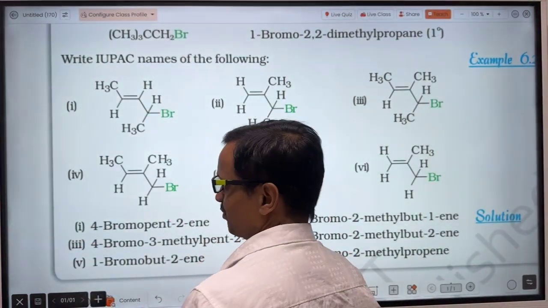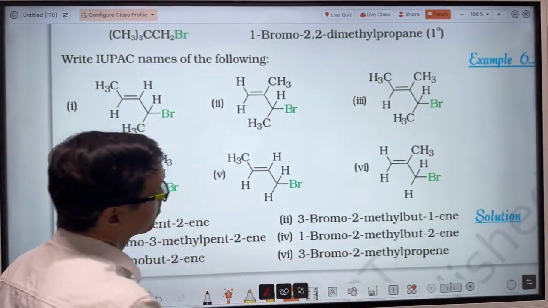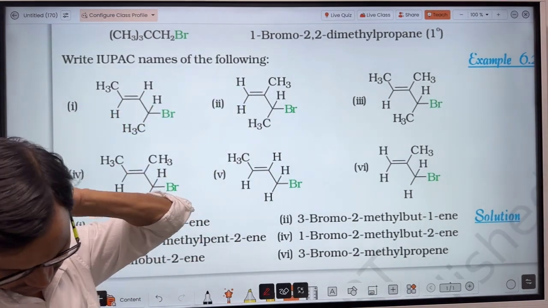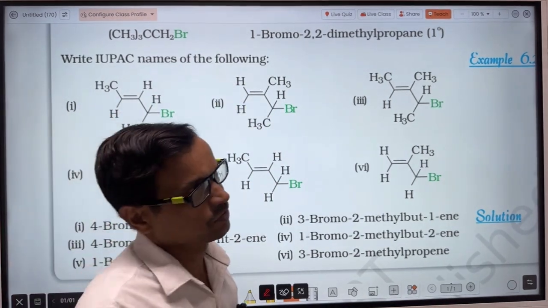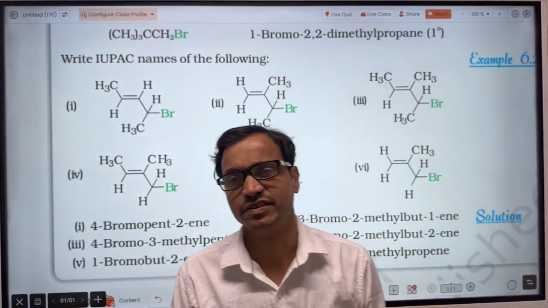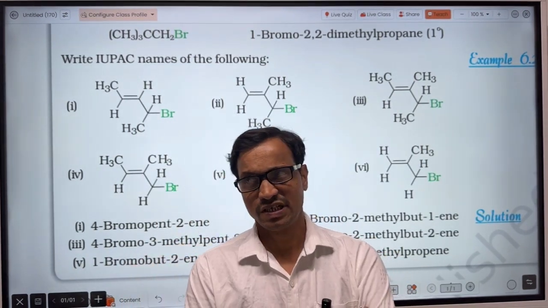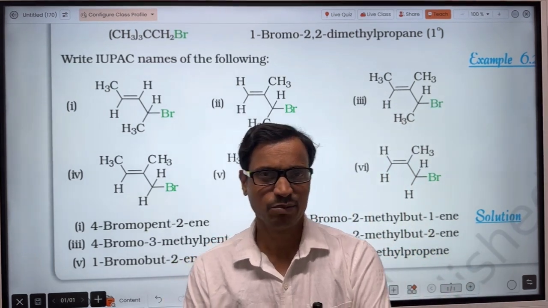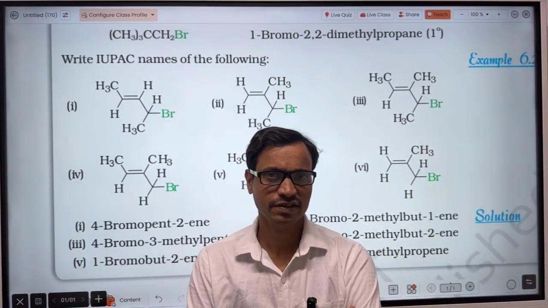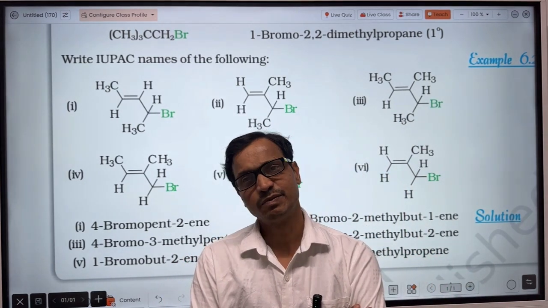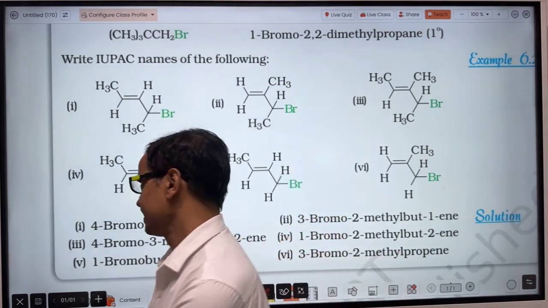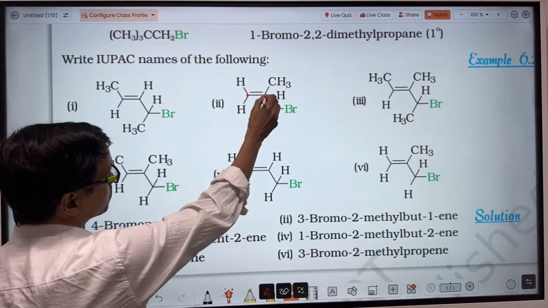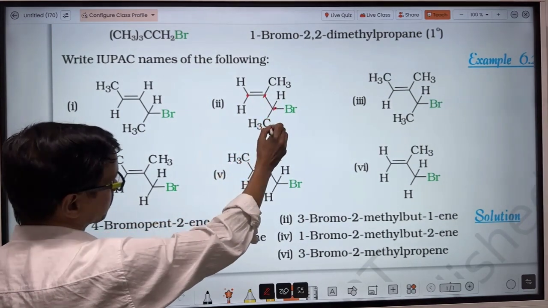Now let's see about this compound. In this compound, here is bromine and a double bond. So first of all, you will have to select that chain which must include the double bond and the halogen, the longest carbon chain, and that is this one. So the chain will be of 1, 2, 3 and 4, 4 carbon.